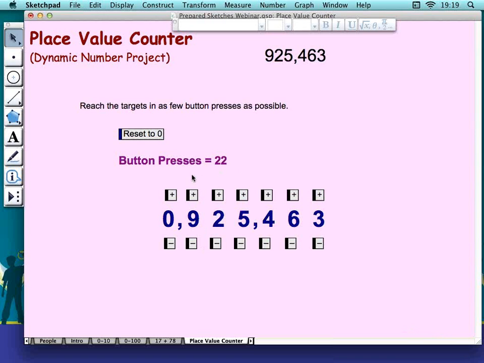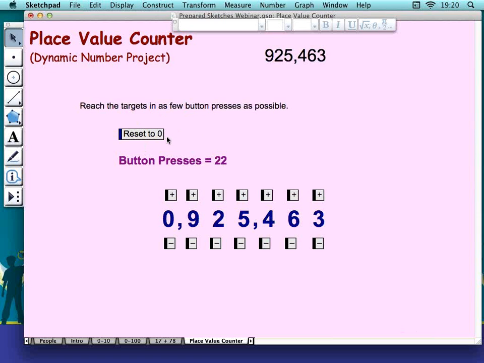So that allowed me to get to my number in only 22 button presses instead of almost 30. And by keeping track not only of what buttons kids are pressing, but of how many presses it took them to get to a particular number, that encourages them to develop some strategies, again, about composing and decomposing numbers using place value, using landmark values that are defined by the places and so forth.